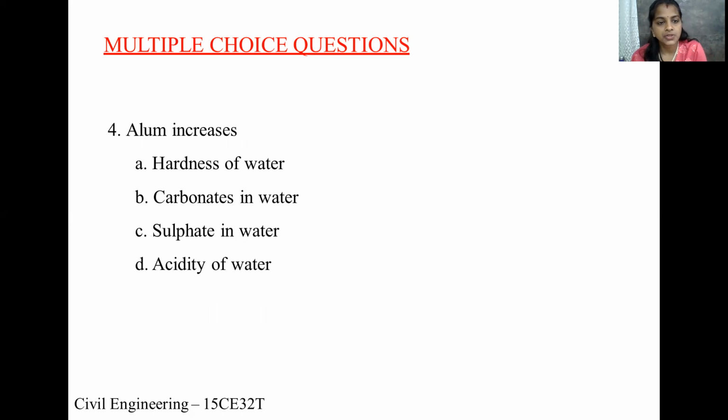So this question: alum increases. What does it increase? Alum, you know, aluminum sulfate. What does it increase? Hardness of water, carbonates of water, sulfate in water, or acidity of water. The answer must be sulfate in water. You know why? The alum itself is a sulfate, so it increases the sulfate in water.